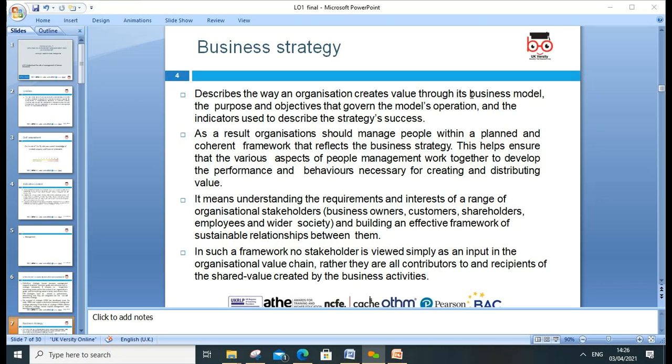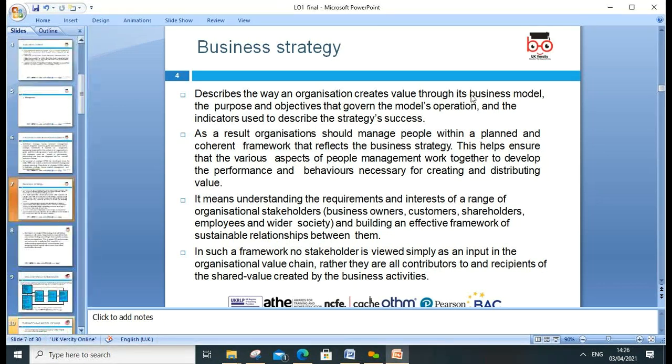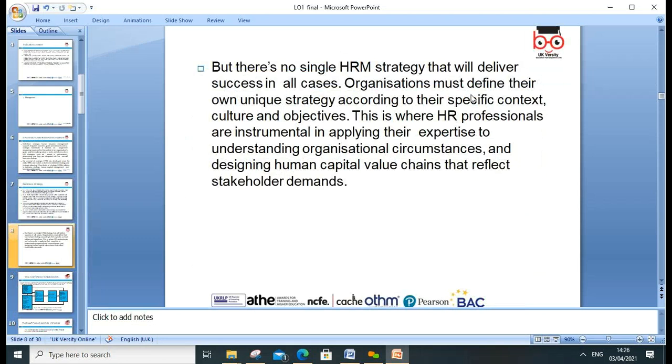It costs 3 to 5,000 pounds just to recruit people. But how many days people will stay in our organization is very difficult to say. Maybe in 2 months, in 1 month, people will leave the organization due to poor recruitment and selection policies. So we need to make our HR strategy link with the business. There is no single human resource strategy that delivers success in all cases. So businesses must define their own, according to their specific culture and objectives.